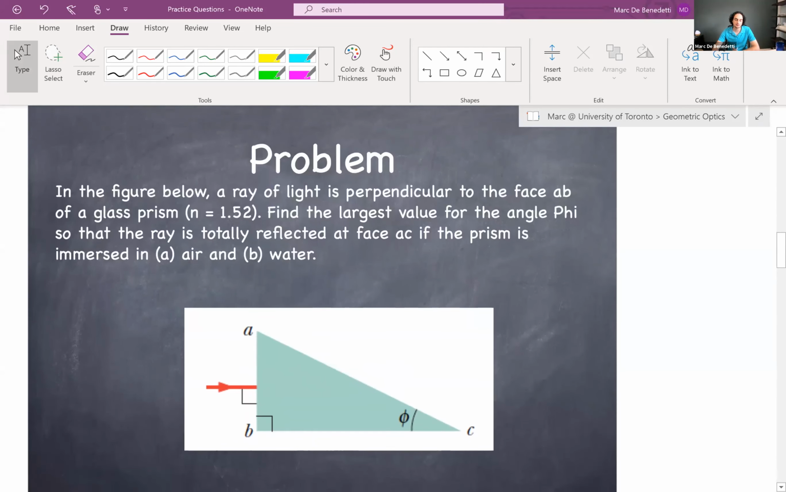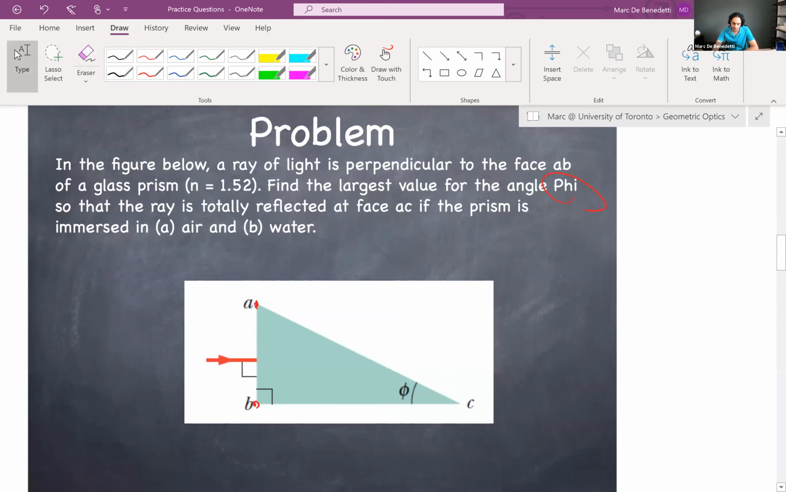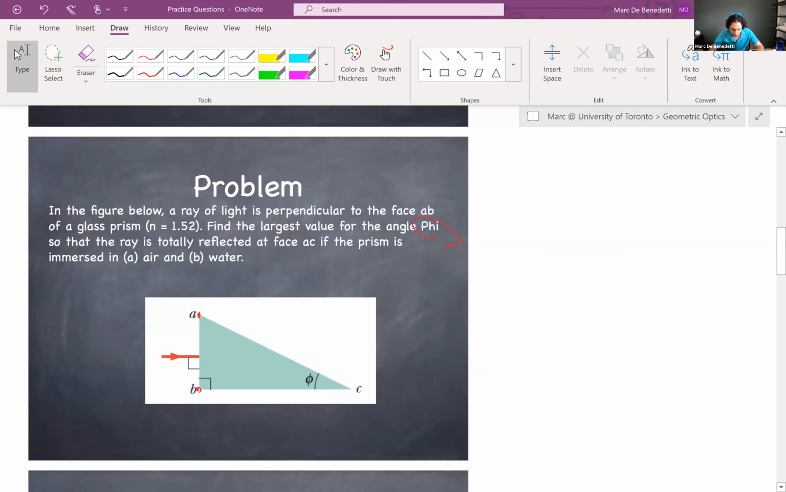Okay, let's make this a little bit more challenging. In the figure below, a ray of light is incident perpendicular to the face AB of the glass prism. We're telling you that the glass has index of refraction 1.52. Find the largest value for the angle phi so that the ray is totally reflected at the face AC if the prism is immersed in both air and water. If we do A, we will inherently be able to do B.